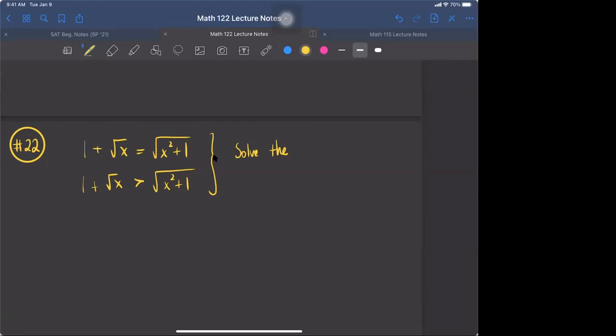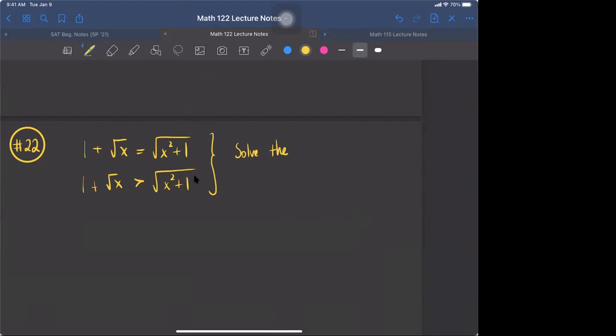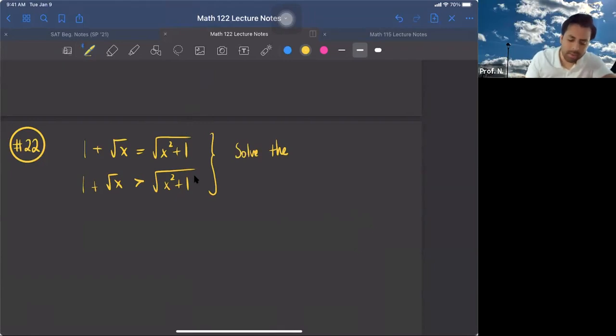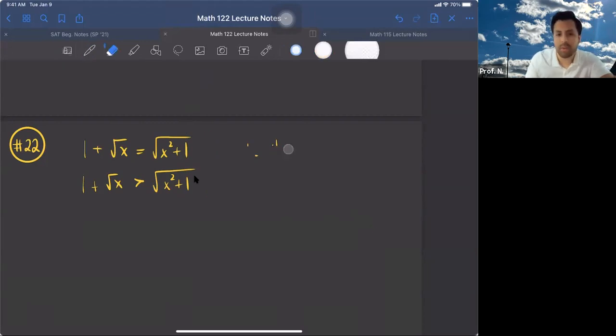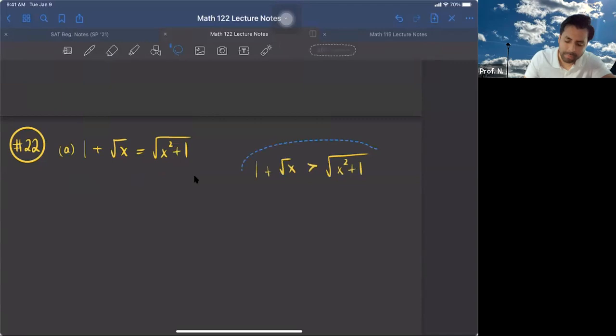So for this problem, you need to use your calculator. This is more of a calculator question. You would just plug the equation into a calculator and see how it looks on a graph. So the question is to solve the given inequality or equation graphically. There are two of them: this is part A, and the other one is part B.